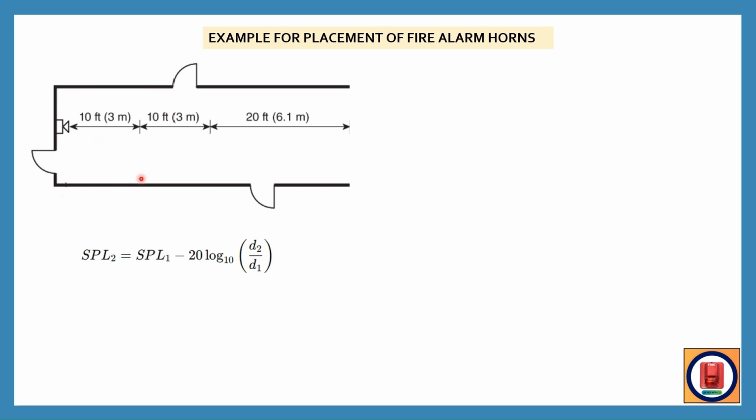Let's say we have a large room. Now how can we place the other horn? We already know the inverse square law formula, and we know how to calculate D2 and D1, and we already selected, for example, a 75 dBA horn at 10 feet. So here it will be 75, and here we got in our previous example 69 dBA, and here we got about 63 dBA.